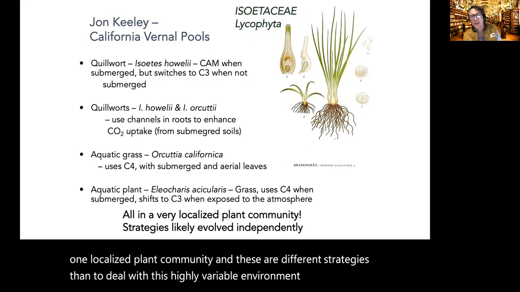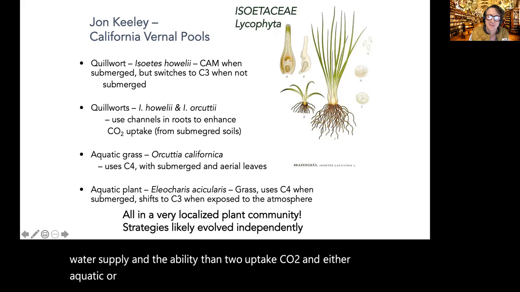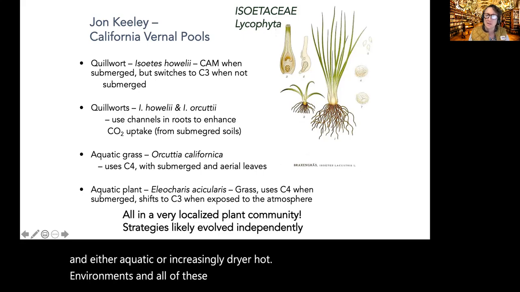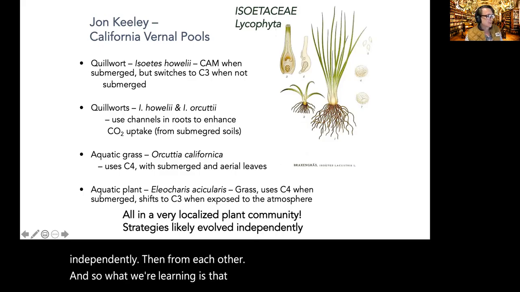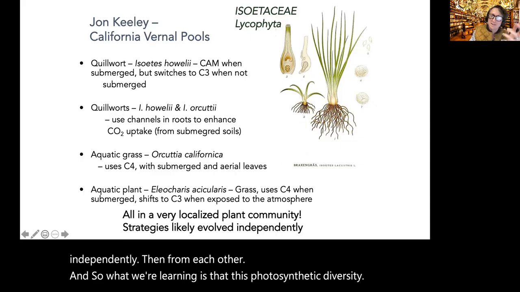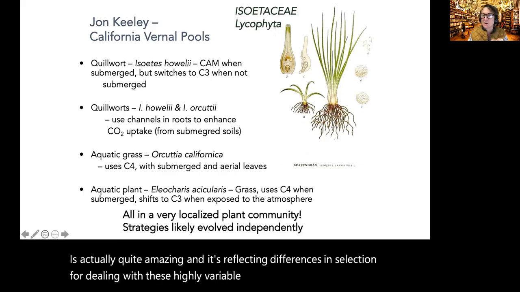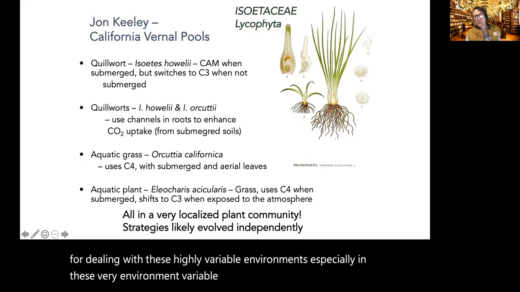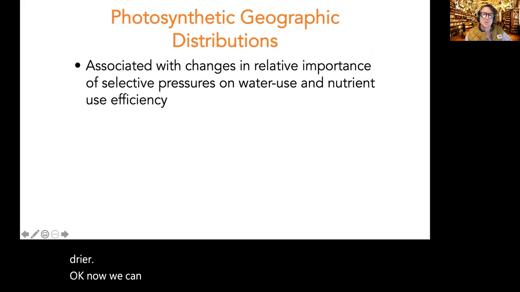And these are different strategies to deal with this highly variable environment. Differences in water supply and the ability to take up CO2 in either aquatic or increasingly drier, hot environments. And all these strategies likely evolved independently from each other. And so what we're learning is that this photosynthetic diversity is actually quite amazing. And it's reflecting differences in selection for dealing with these highly variable environments, especially those that are hotter and drier.